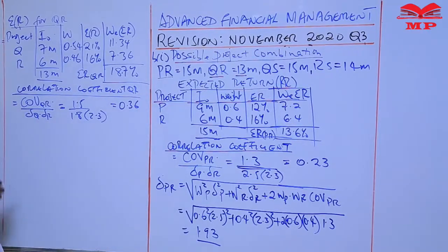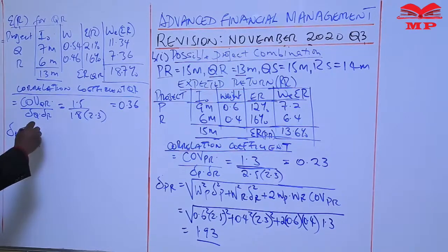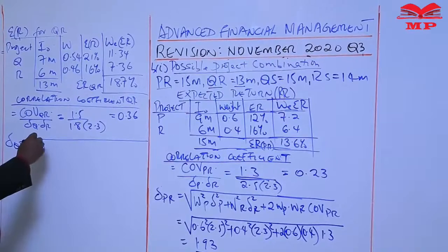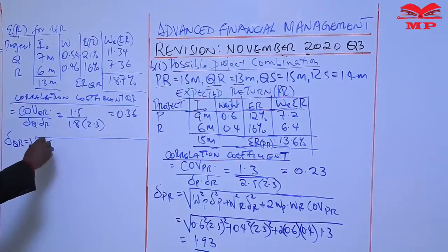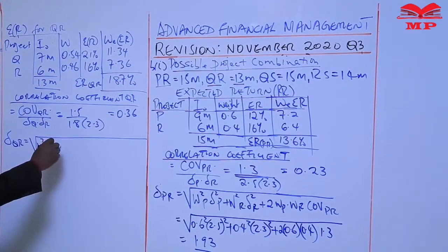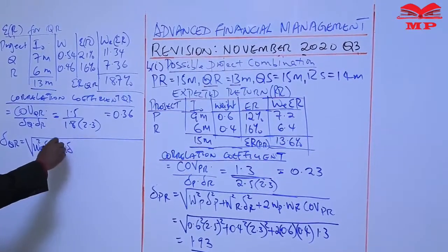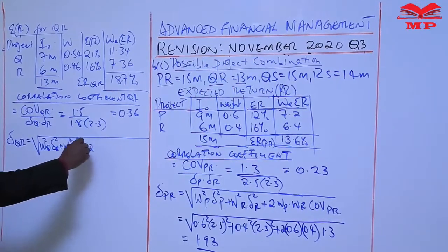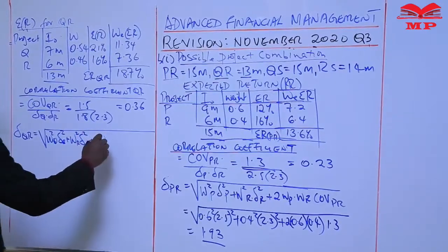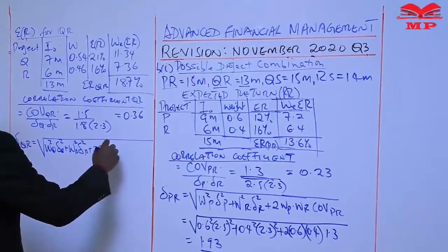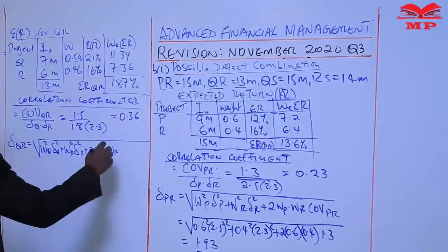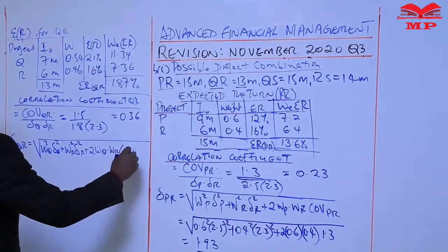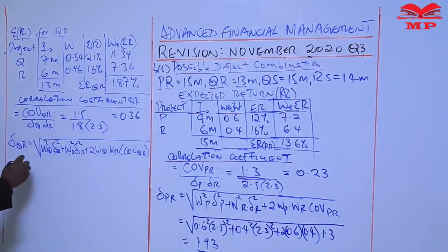is equal to 0.36. Then lastly, we are going to compute the standard deviation of the portfolio QR, which will be determined by getting the square root of the squared weight of Q times the variance of Q plus the squared weight of R times the variance of R. Then we are going to add 2 times the weight of Q times the weight of R times the covariance QR.